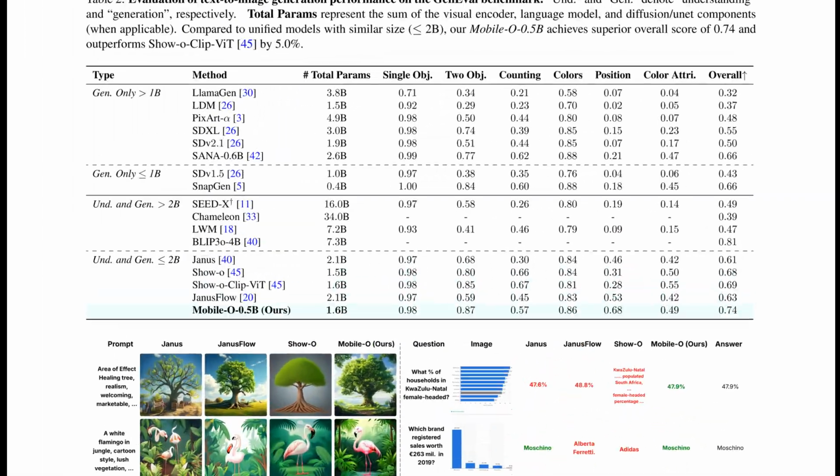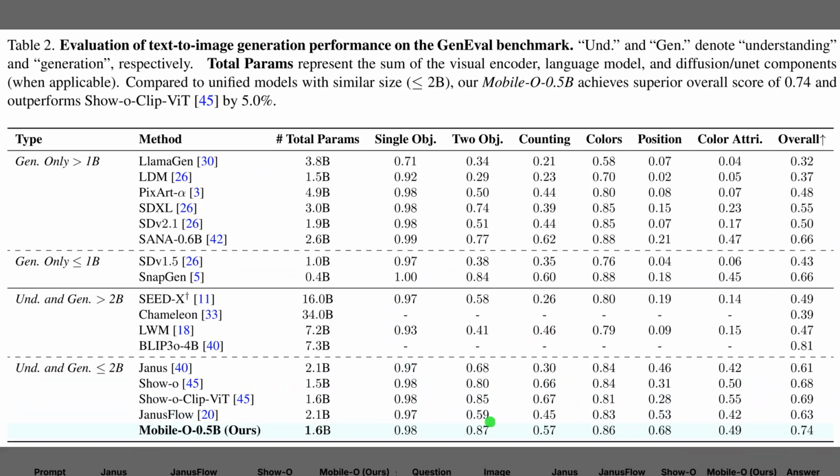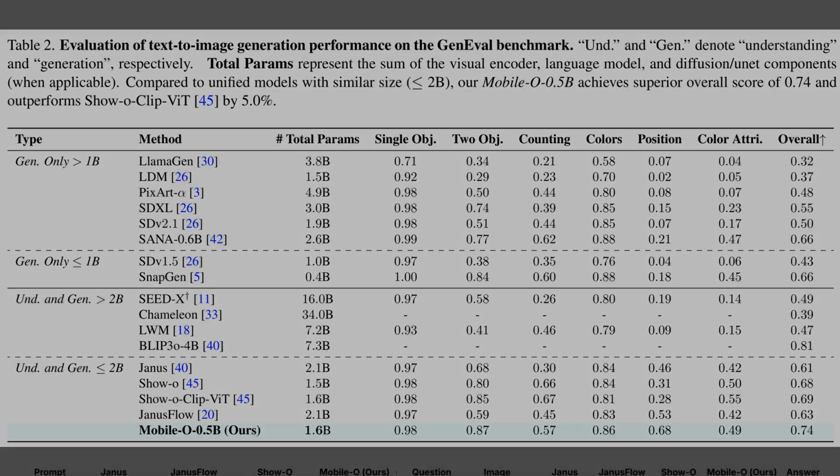Alright, well, Table 1 focused on understanding. Table 2 evaluates text-to-image generation, using the General Eval benchmark. The rows here are grouped by model type, and the bottom section specifically highlights unified models with fewer than 2 billion parameters. In this category, Mobile-O secures the top spot with an overall score of 0.74. This result outperforms Show-O and JanisFlow by substantial margins, demonstrating that the compact architecture does not compromise generative quality.